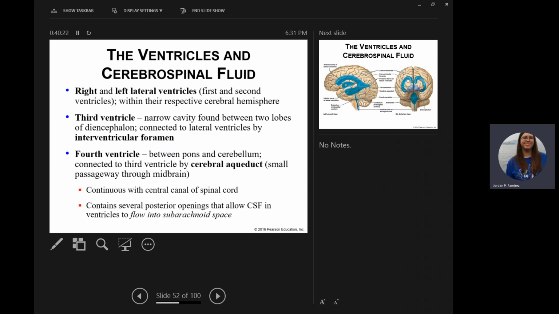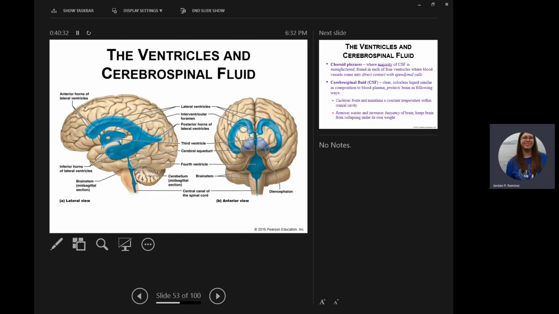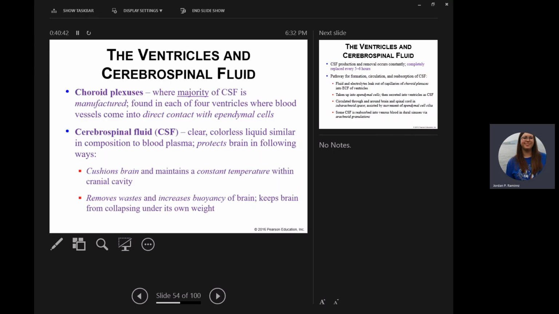It's continuous with the central canal of the spinal cord, and it contains several posterior openings that allow cerebrospinal fluid in the ventricles to flow into the subarachnoid space, which will be important here in just a minute. Okay, so these are your ventricles here. They're going to have cerebrospinal fluid. They're going to protect the brain. They're going to keep the brain essentially functioning normally. And again, it isn't mentioned here, but the cerebrospinal fluid does also flow into the spinal cord, which we'll talk about.